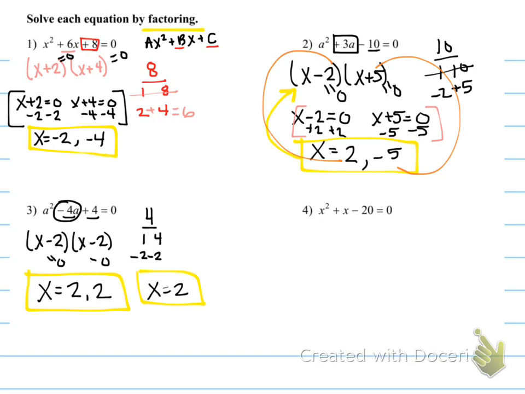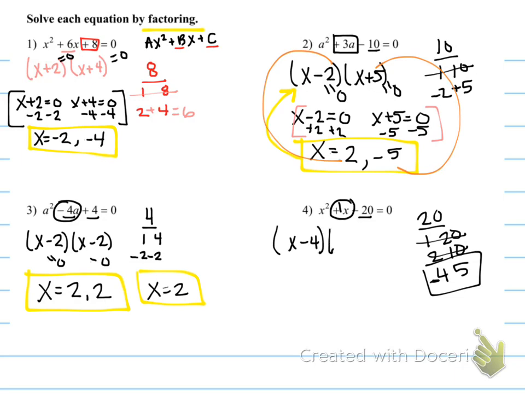Number 4, we want to find factors of 20 that get us x, or in this case, 1. So factors of 20, I've got 1 and 20. I've got 2 and 10. I've got 4 and 5. So 1 and 20 is never going to get me there. 2 and 10 is never going to get me there, but 4 and 5 will. And if I want a positive 1, that means my smaller number needs to be negative. So I've got x minus 4, x plus 5, set them equal to 0. And you get x equals 4 and negative 5.